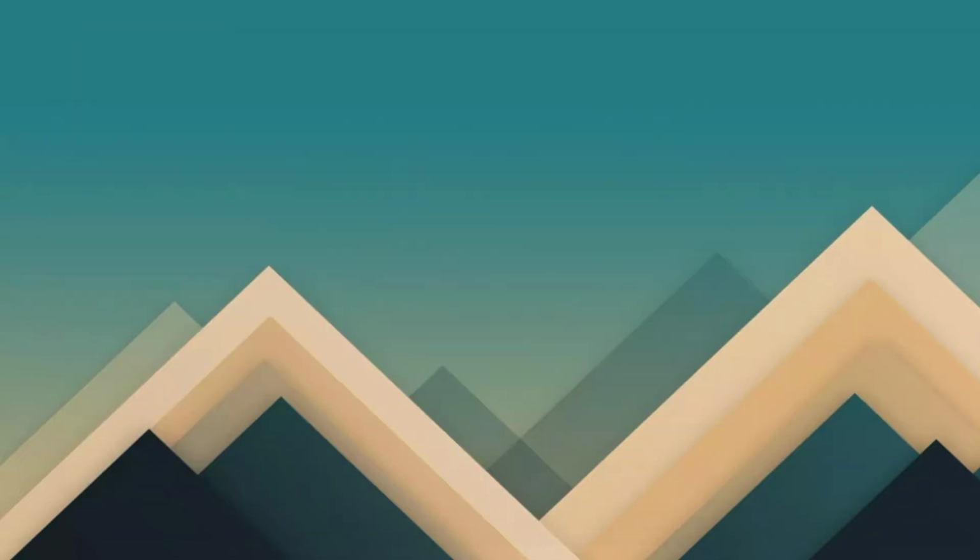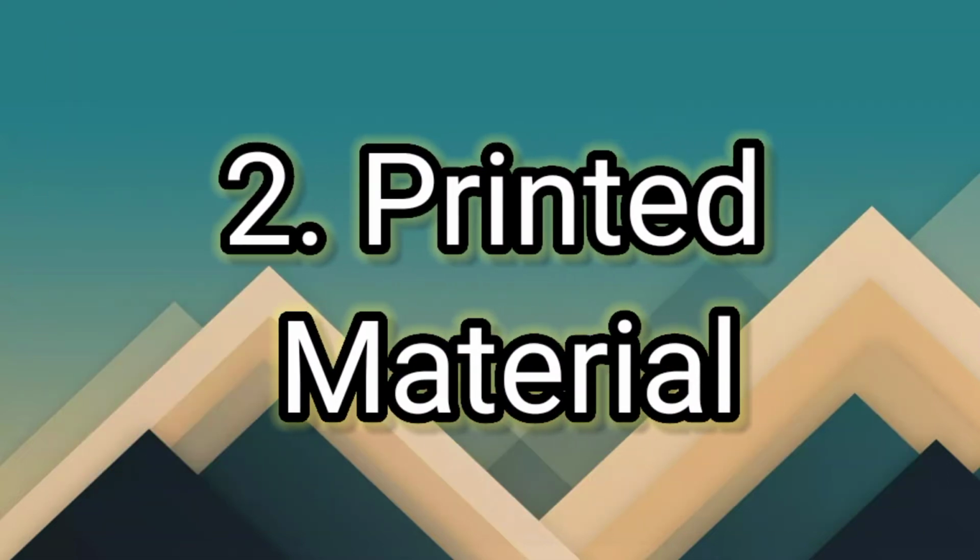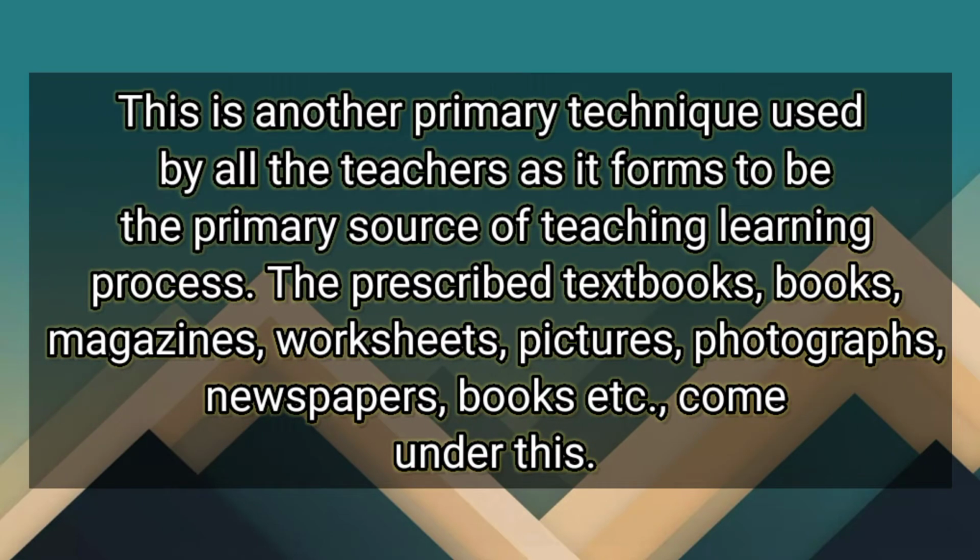Next, the second one is printed material. This is another primary technique which is used by all teachers, as it forms the primary source of the teaching learning process. Printed material is a primary source of knowledge which is used both by the teacher and the student inside the classroom. Not only inside the classroom, but outside the classroom also we use printed material for the purpose of gaining knowledge. So what areas come under printed material?